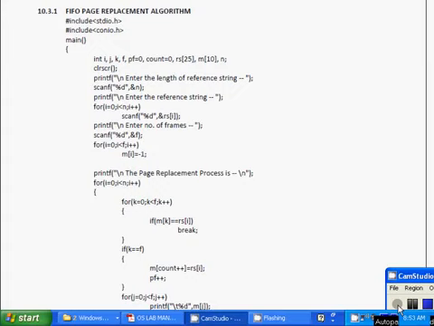Page replacement takes the following approach. If no frame is free, we find one that is not currently being used and free it. We can free a frame by writing its contents to swap space and changing the page table to indicate that the page is no longer in memory. The freed frame can now be used to hold the page for which the process faulted. The page fault service routine is now modified to include page replacement.